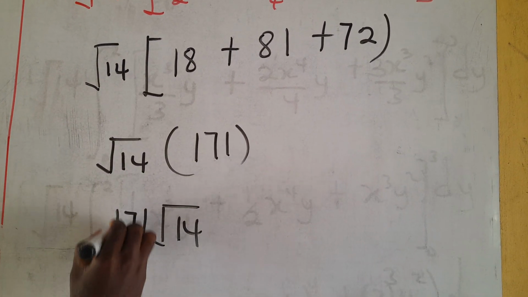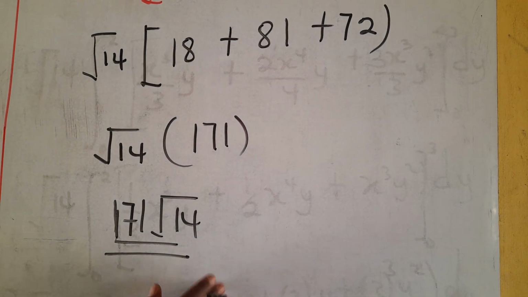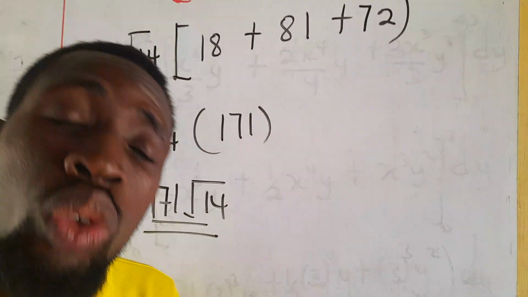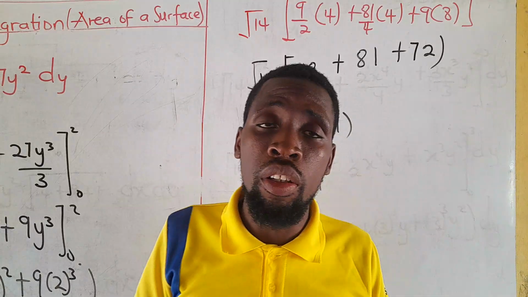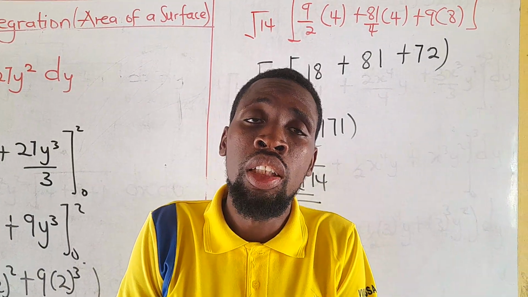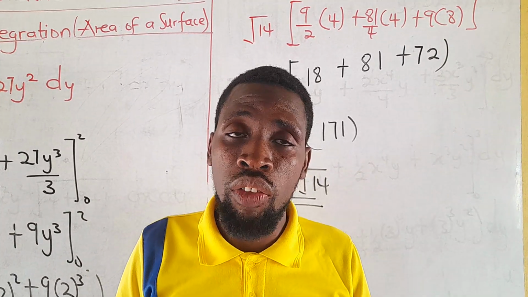Or if you like, you can change this to decimals. I hope you get that. So this is our surface integral, which is appearing at the region where x is between the interval 0, 3 and y between the interval 0, 2.